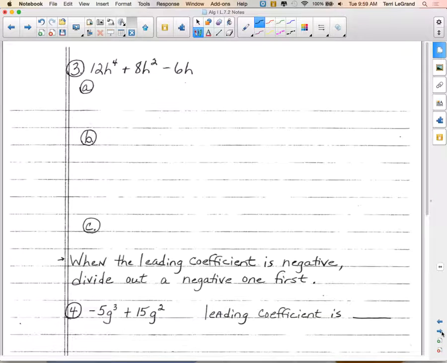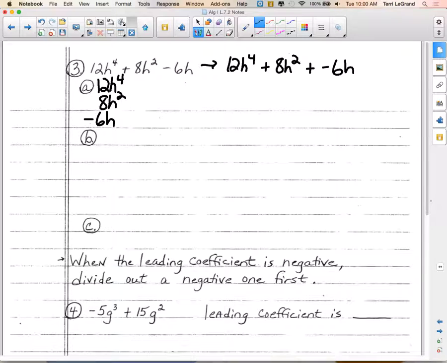Oh, a trinomial. Okay, well, in a trinomial, that means you have to find the GCF of how many terms? 3. Okay, so we're going to write down that we have 12h to the 4th. We have 8h squared, and this really can be rewritten as add the opposite. We would end up with plus a negative 6h. Nothing says you can't just keep it as subtraction and then make sure that you remember that it's a subtraction sign in between those two terms. But sometimes we forget that, so it's better maybe just to make it the negative.